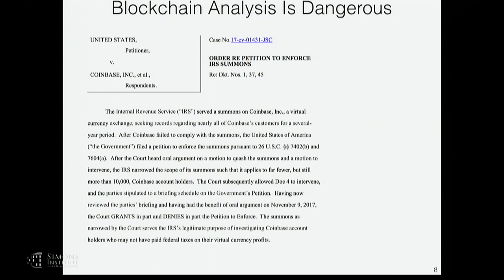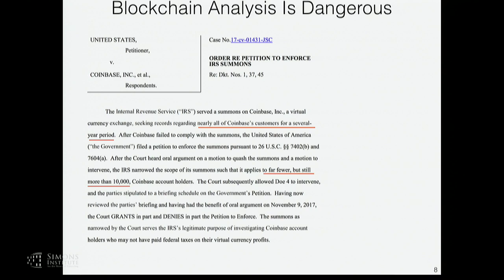So Coinbase went to court, arguing that this was what's called a John Doe summons, where there was no credible case that the IRS could make that every single one of the customers of Coinbase would be involved in illicit activities. And they tried to argue that, look, please tell me which customers you think might be involved, and I'll give you those addresses, right? That would be a more reasonable thing to do. What in the end happened, so there were court proceedings. In the end, they only allowed 10,000 account holders to be handed over to the government, okay?